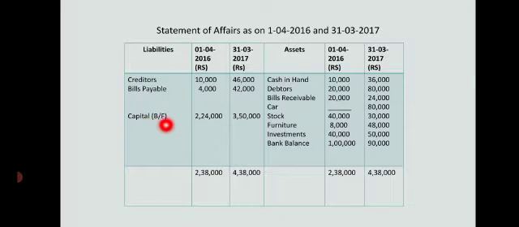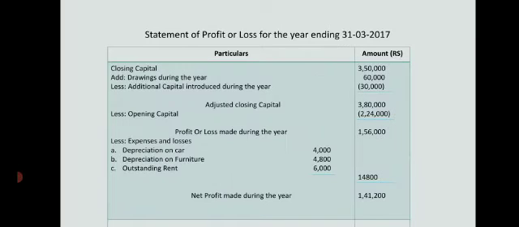To find out opening capital, 1/4/2016, this column whatever I have written, it is opening capital. 31st/3/2017, in this column if I have written, this is closing capital. So opening capital is 2,24,000 and closing capital is 3,50,000. Right. So we'll move ahead.